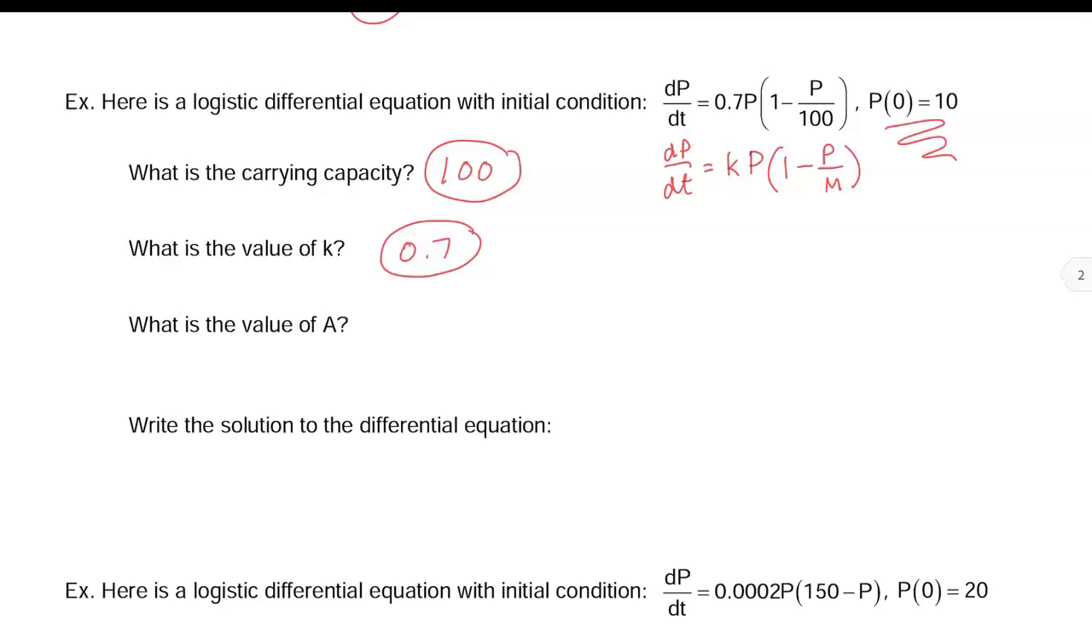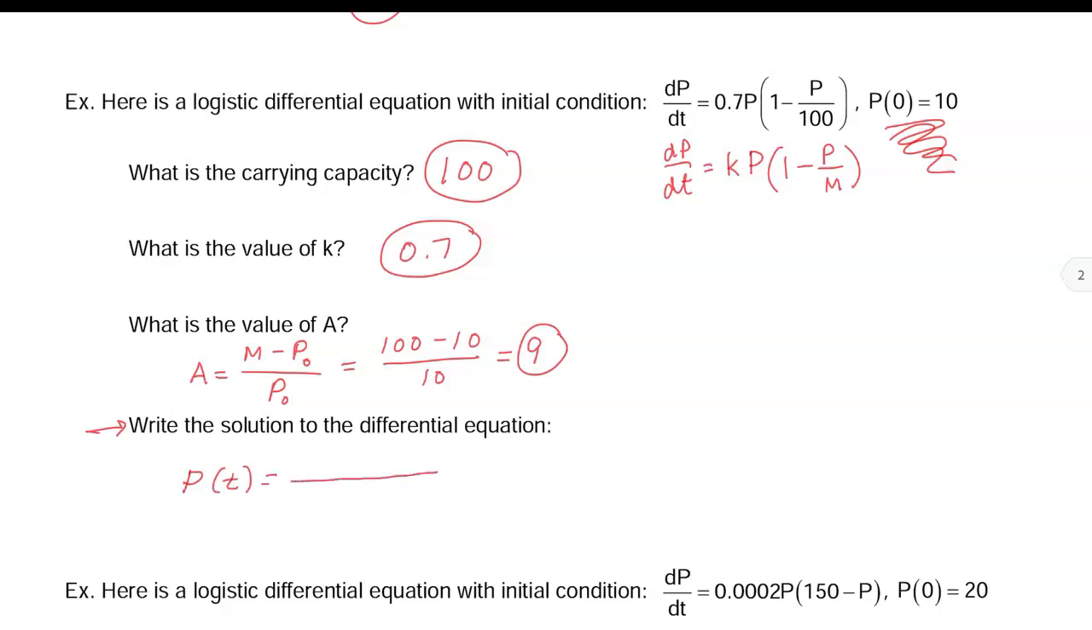And now we need the value of A. You're going to have to calculate that because that wasn't handed to us. What actually was handed to us was the initial population of 10. We're going to need that number. Do you remember that A is the carrying capacity minus the initial population over the initial population? Carrying capacity is 100. The initial population is 10. Perform this calculation and you get 9. So the value of A is 9. And now let's write the solution to the differential equation. We'll write our solution as P of t, and remember that's a fraction.